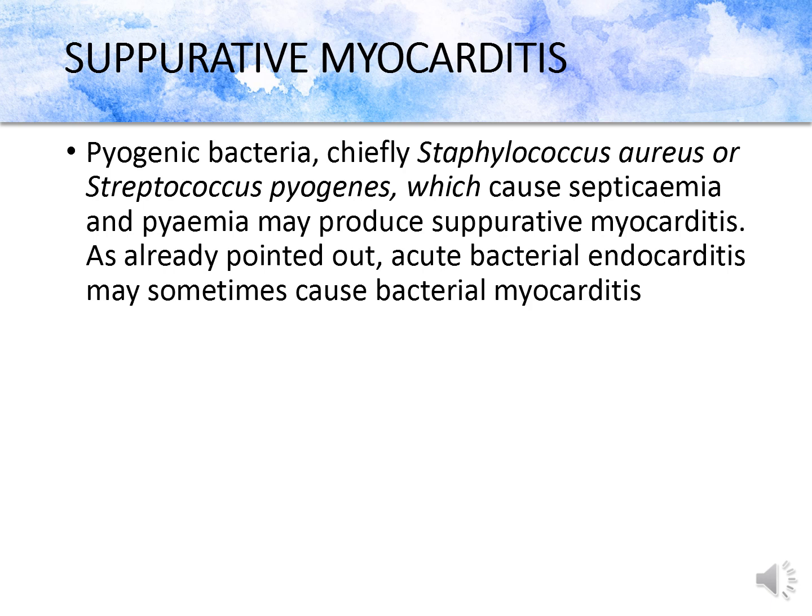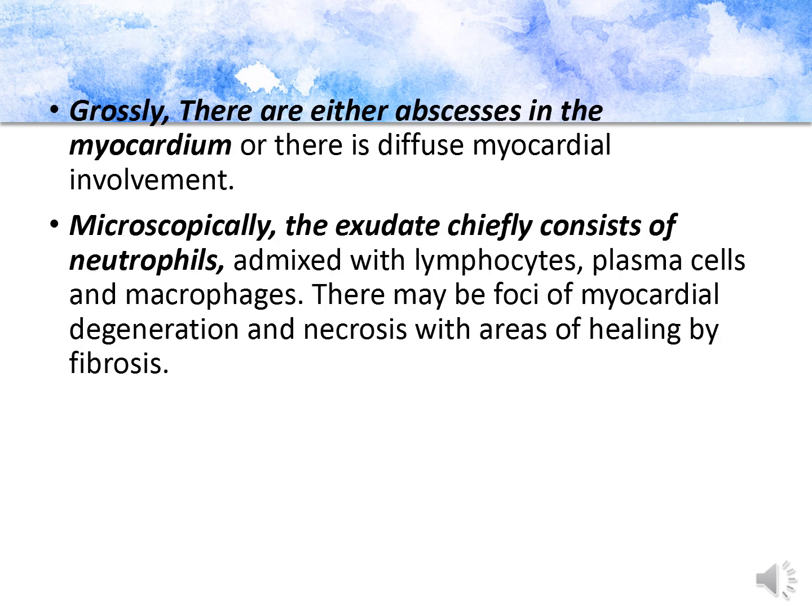Sometimes we see such a form of myocardial inflammation as suppurative myocarditis. Pyogenic bacteria like Staphylococcus or Streptococcus, which cause septicemia and pyemia, may produce suppurative myocarditis, not often. As has already been pointed out, active bacterial endocarditis may sometimes cause bacterial myocarditis. Grossly, there are either abscesses in myocardium or there is diffuse myocardial involvement.